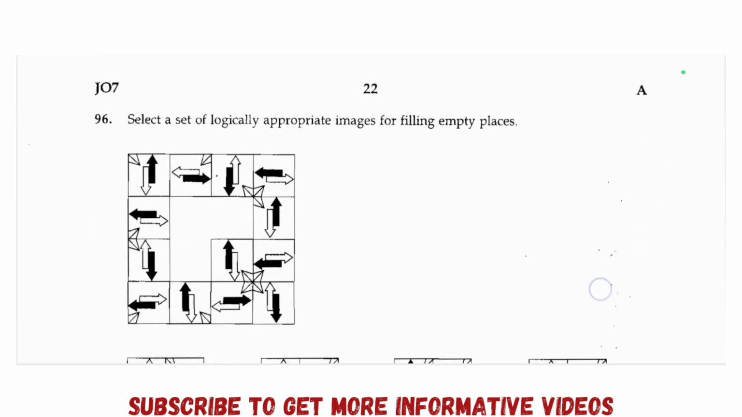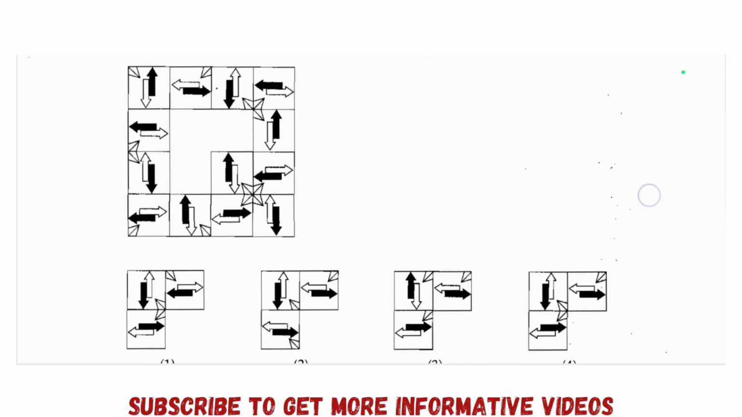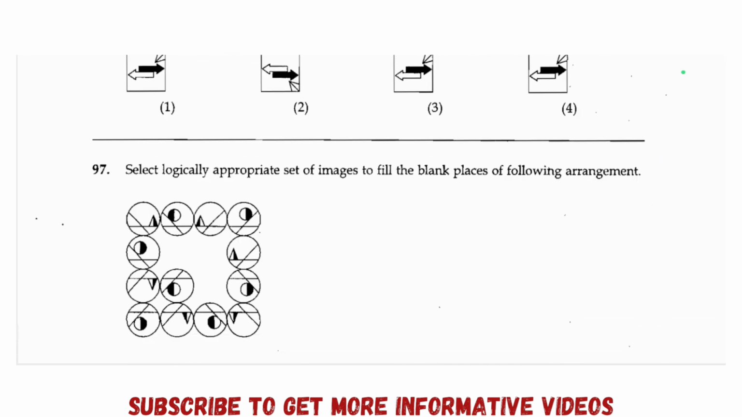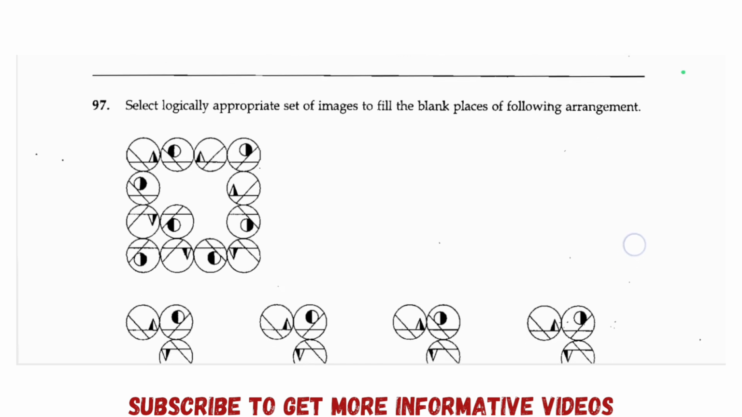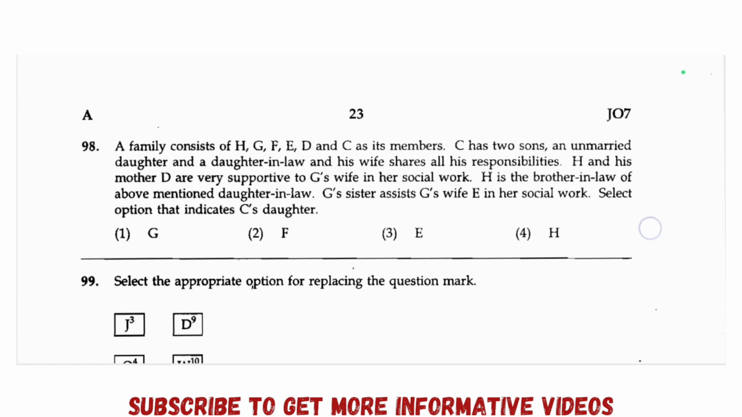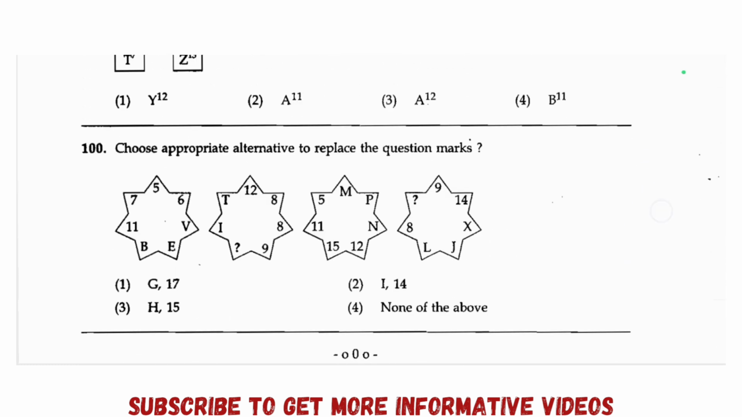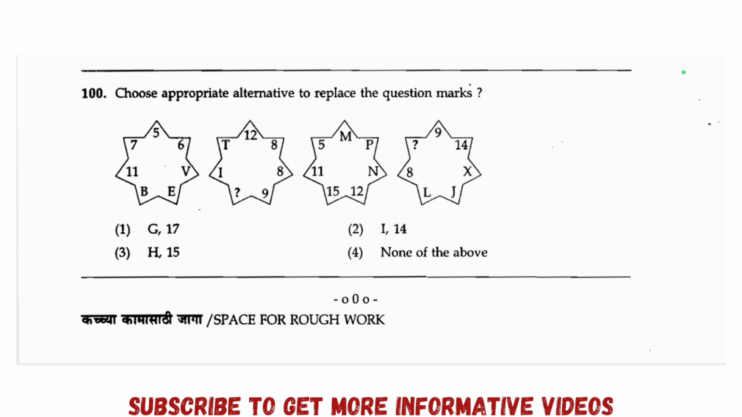Next, select a set of logically appropriate images for filling empty places. Correct answer is option 4. Select the logically appropriate set of images to fill the blank places of the following arrangement. Correct answer is option 2. For question number 98, correct option is option 2. For 99, it's option 3, and for 100, it's option 3.